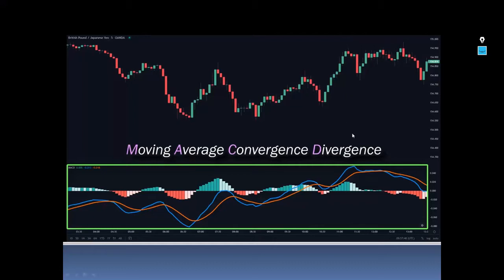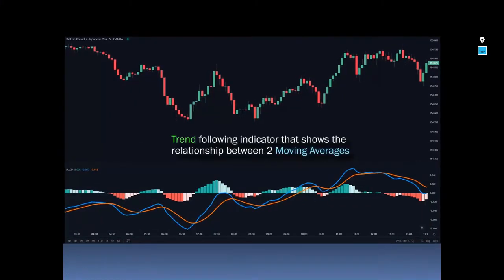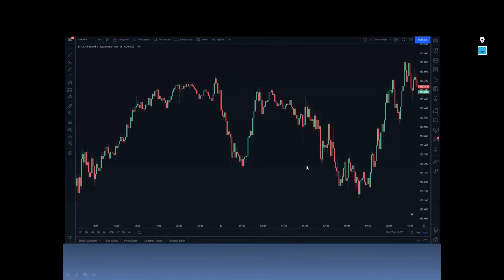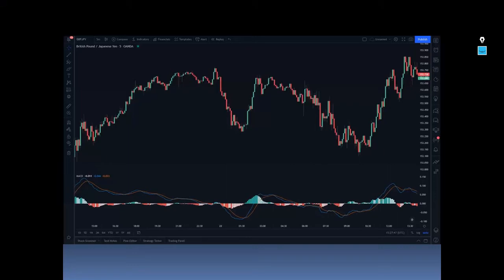Okay, so let's apply it to your chart. It depends on what broker and platform you use. If you're using MT4, you can go into the indicators and apply the MACD indicator to your chart. It just comes down to what platform you're using, MT4, MT5, whatever you're using.